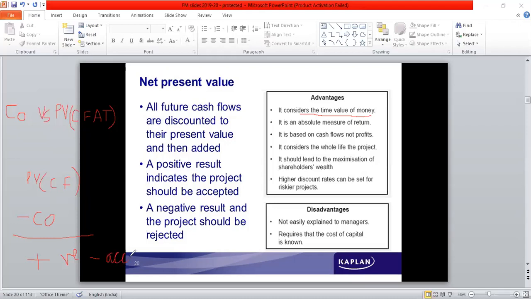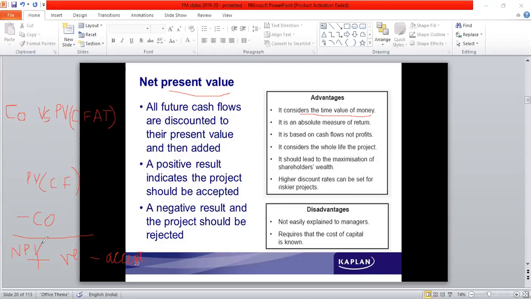Otherwise, reject it. So that is the decision criteria in case of net present value. Net is after deduction. So the present value of all the cash flows, after deducting the cash investment made, gives us the value called NPV. And if this NPV is a positive figure, then we accept the project, otherwise reject the project.